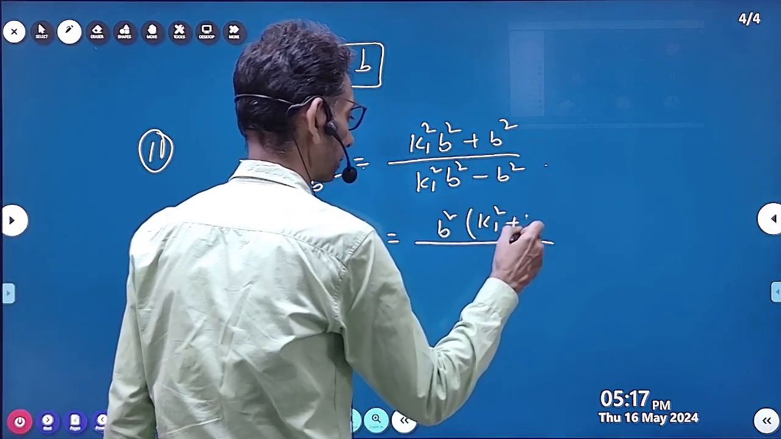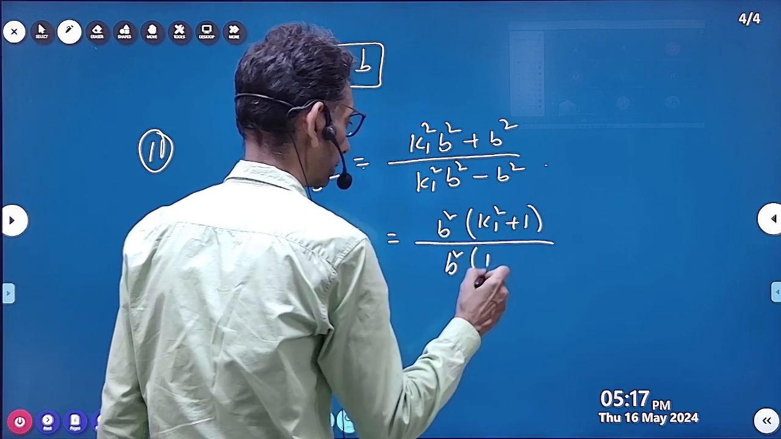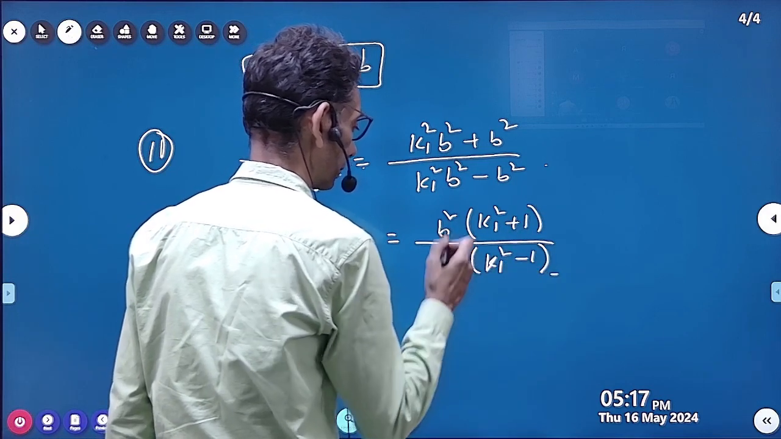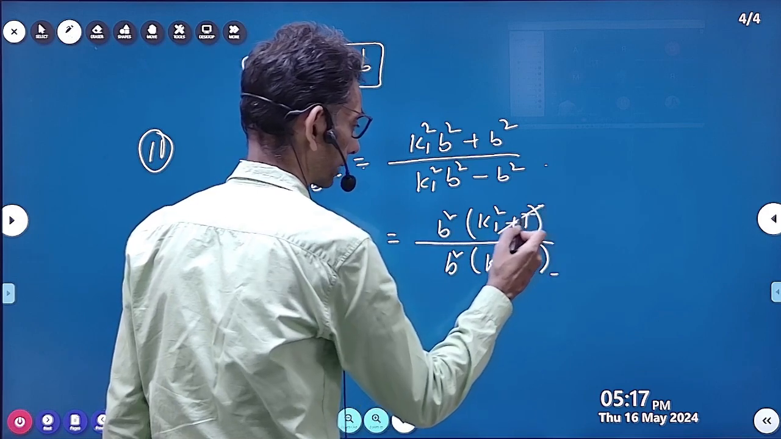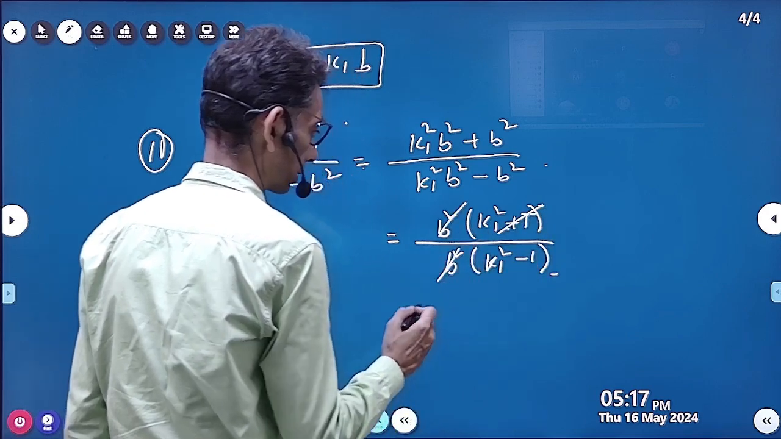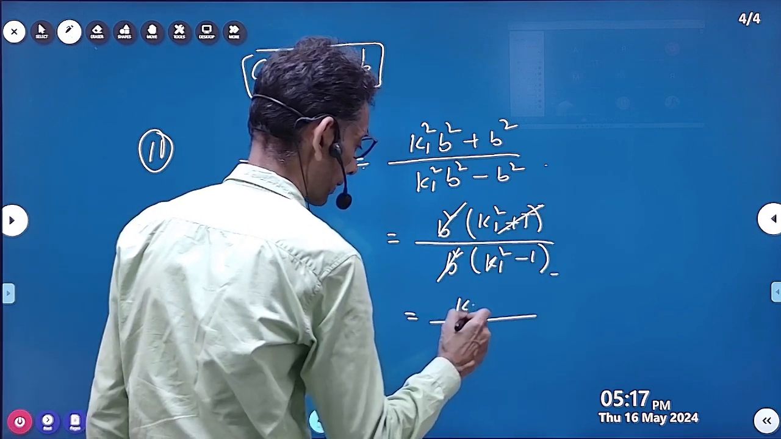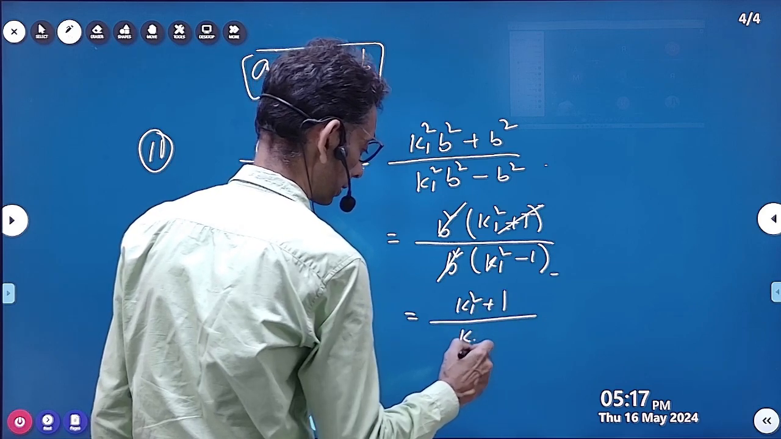K1 square plus 1 or b square jodi common loa. K1 square minus 1. You can cancel this. Oh sorry, I cannot cancel this. I can cancel b square. So ki thakibo, k1 square plus 1 over k1 square minus 1.